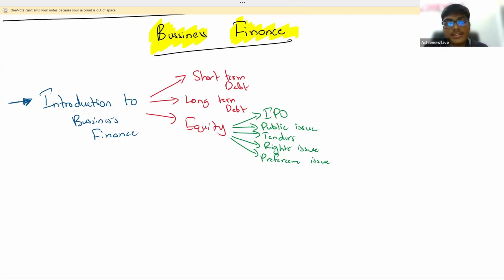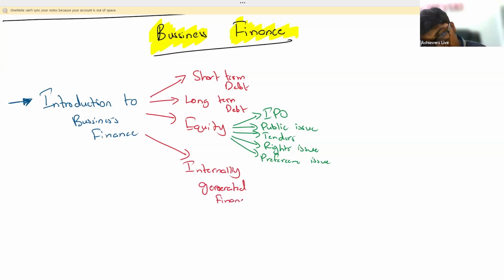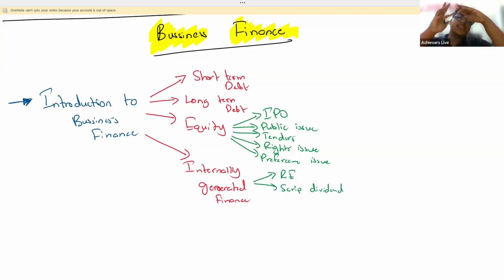Next, we are going to look at internally generated finance. What are the examples for internally generated finance? You have retained earnings, accumulated profits of the company. You have scrip dividends. Instead of giving them cash dividend, you can give them shares.